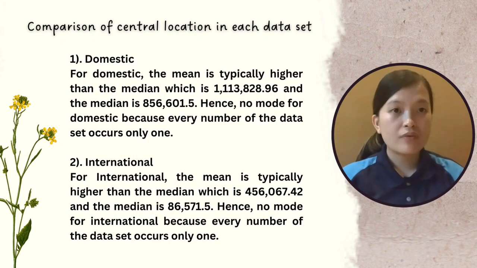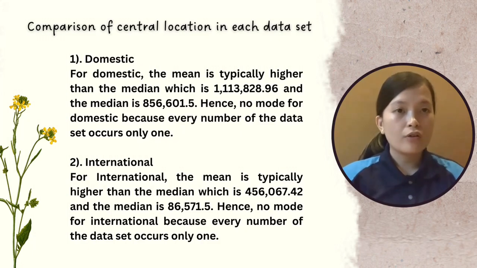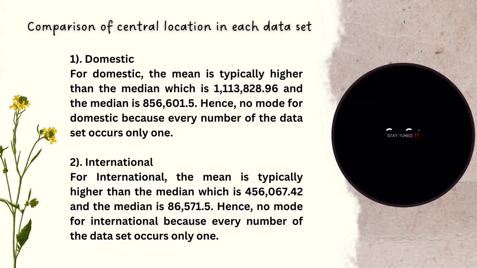The conclusion, measure of central location for domestic airline is the mean is higher than the median, which is 113,878.96, and the median is 856,601.5. Hence, no mode for domestic airline because every number of the dataset occurs only once. While for international airline, the mean is also higher than the median, which is 456,067.42, and the median is 86571.5. However, no mode for international airline because every number of the dataset occurs only once.